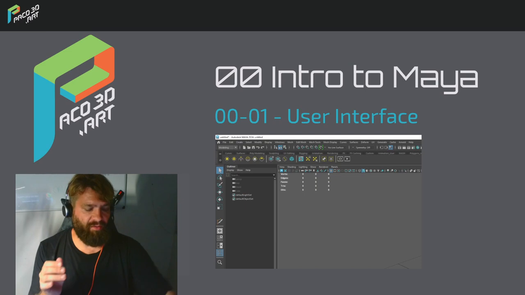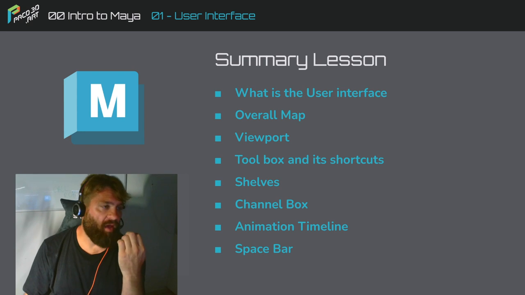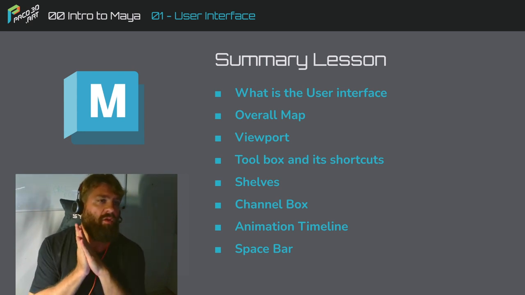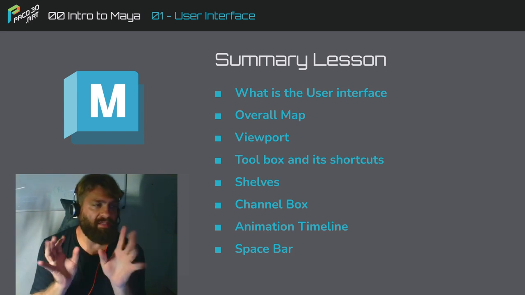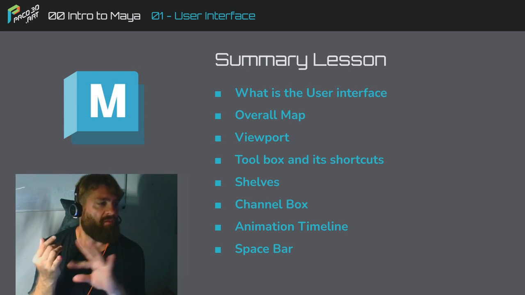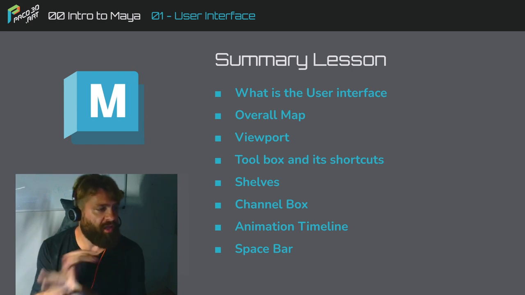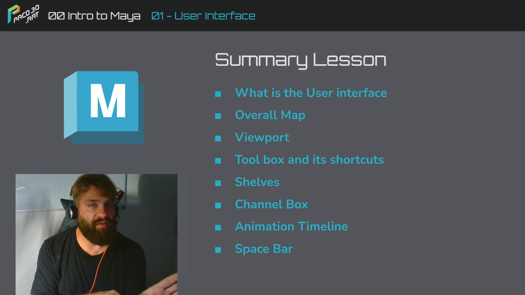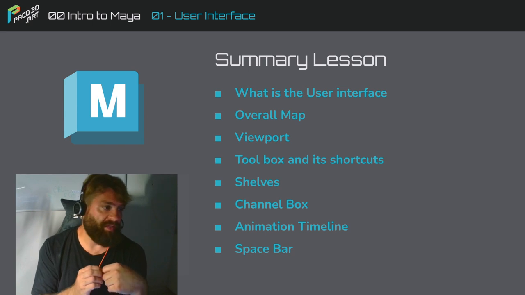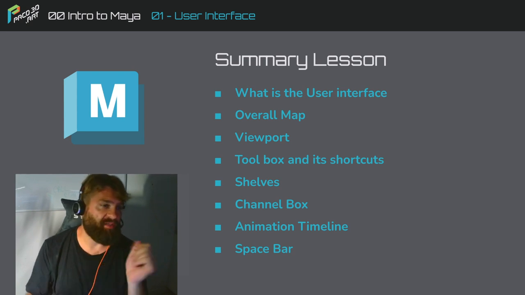And when it comes to the user interface, we're going to be looking at the following summary of things. We're going to have a bit of an overall map to know where the things are, more or less. In this overall map, we're going to have the viewport, the toolbox and its shortcuts, the shelves, the channel box, and the animation timeline, which, in all honesty, we're not going to be using much for these. Also some benefits on what happens when we tap the spacebar, and how we can change some of these views while using the spacebar as well.